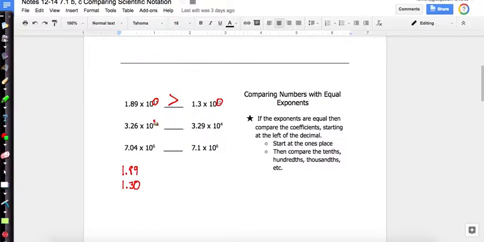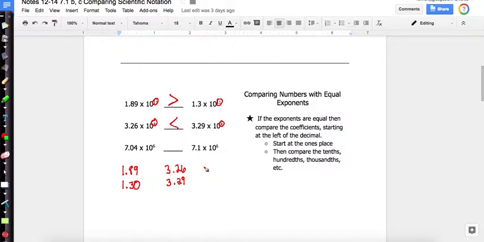Okay, look at example 2. I circle the exponents and I notice they're both the same. So we're going to line up 3 and 26 hundredths and 3 and 29 hundredths. So how does 3 and 26 hundredths compare to 3 and 29 hundredths? Hopefully you said less than. Good, and it points to the left.